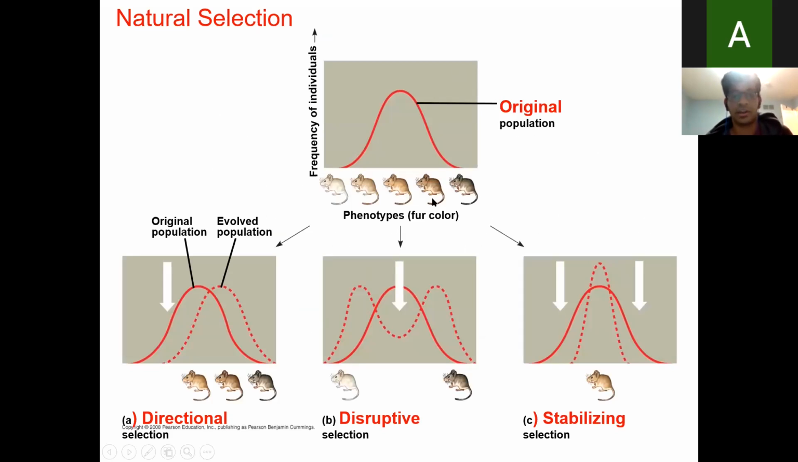So these are the three different graphs. You start with this as the original. So directional, you just move more towards one side. Disruptive, you move to both sides, and stabilizing, you move to the middle.